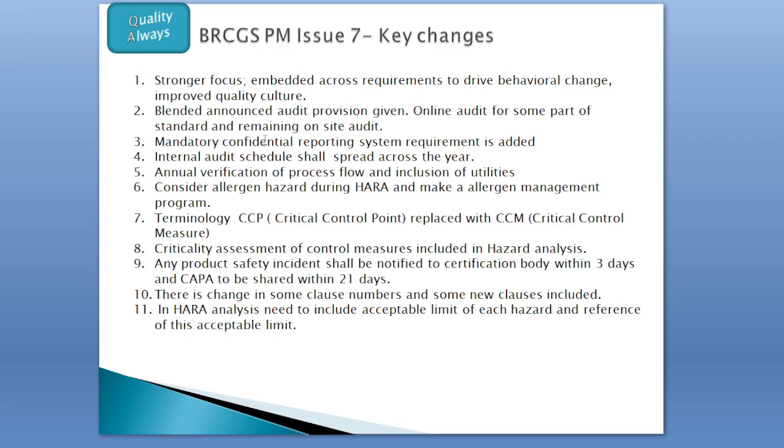Second, a blended announced audit provision is given: online audit for some part of the standard and the remaining can be done on site. A mandatory confidential reporting system requirement is added. The internal audit schedule shall be spread across the year, so in each month there should be some audit for one or two departments. Annual verification of the process flow diagram and inclusion of the utilities in the process flow diagram is added. Consider the allergen hazard during HARA, make an allergen management program, and also conduct allergen awareness in the organization.